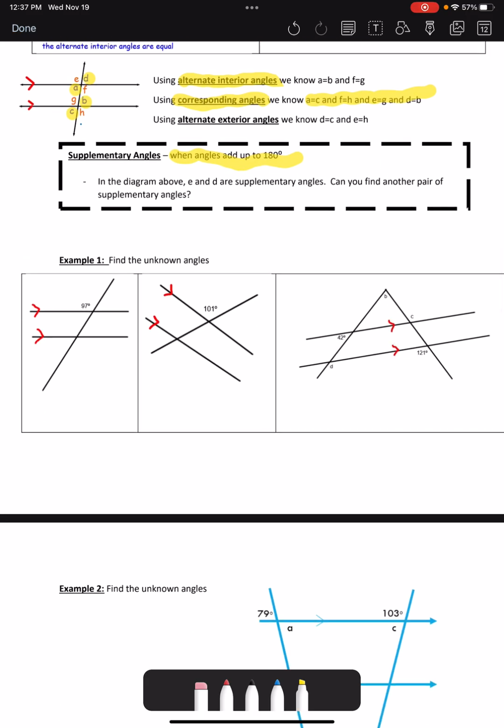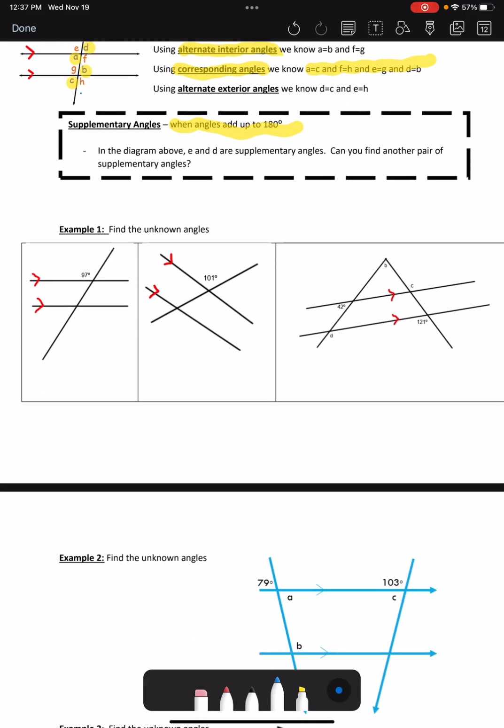All right, so let's go ahead and try some questions. So 97 degrees is going to be corresponding right here, and it's opposite angles right here. So we can see 97 degrees, alternate interior angles, they're equal, and then alternate exterior angles are equal. Again, you could also zigzag down the transversal, and all of those highlighted angles should be equal, which is 97.